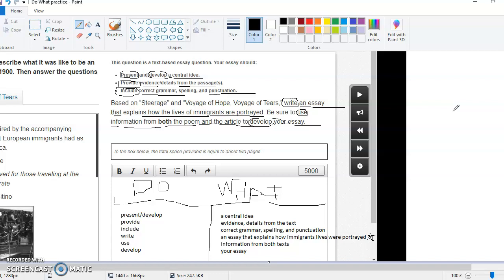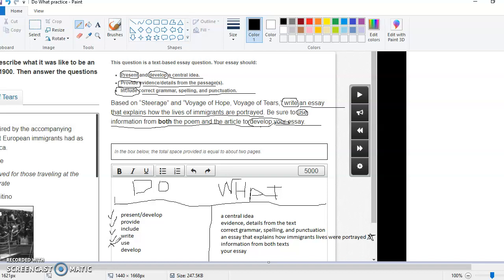Now, what I love about the do-what strategy is it helps us before we read and before we write, but it also helps you after you write, because it enables you to go back, and when you're done writing your essay, you can reread your essay, and you can literally make sure that you did everything. Did you present and develop a central idea? Did you provide evidence? Did you have correct spelling and punctuation? Did you write an essay? Yes. Or maybe you didn't, right? Did you use information? No, maybe you didn't put information from both texts. So now you need to go back and do that later.